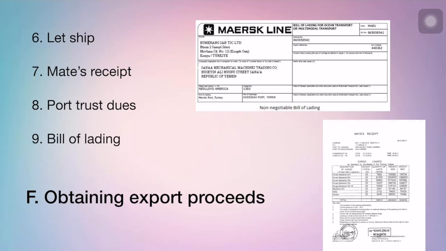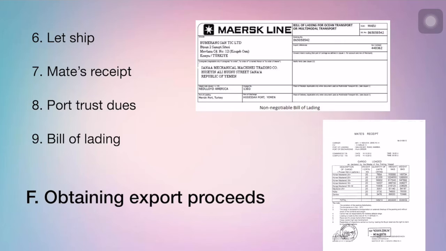So thus far we have seen the goods can be moved to the port. Now the goods have to be moved inside the ship. That's called the let ship order. Then we have the mate's receipt, which is very, very important. This document is given by the captain of the ship. It furnishes the document to the port superintendent. That's why it's called the mate's receipt.